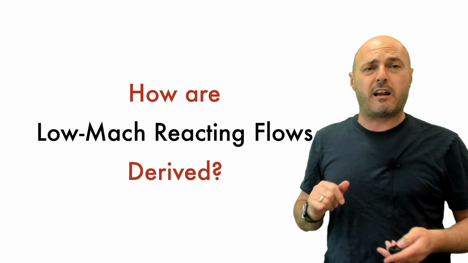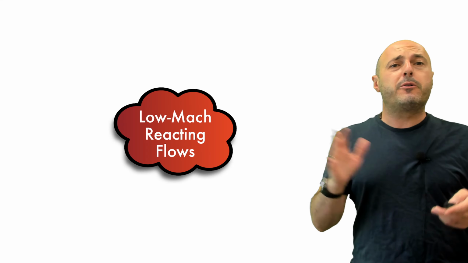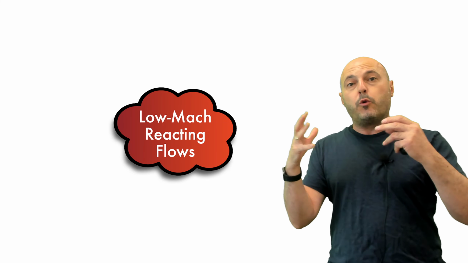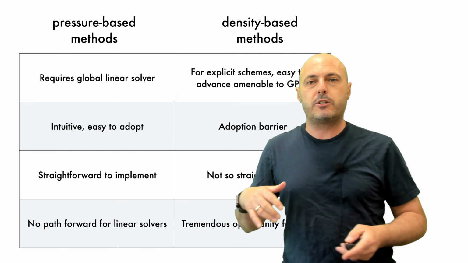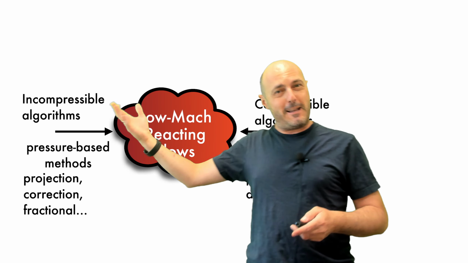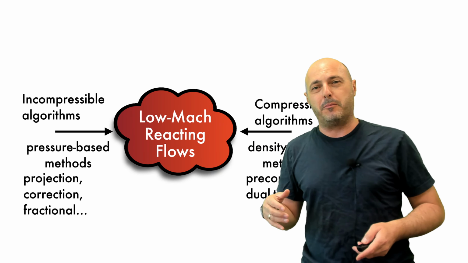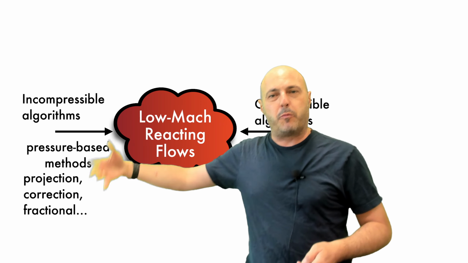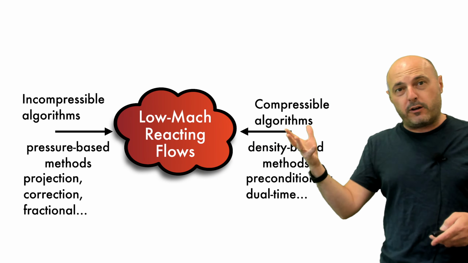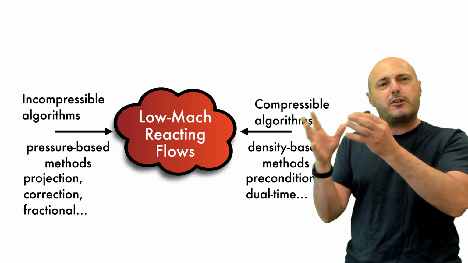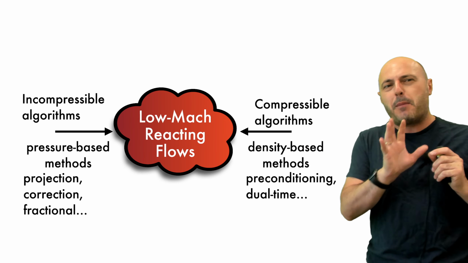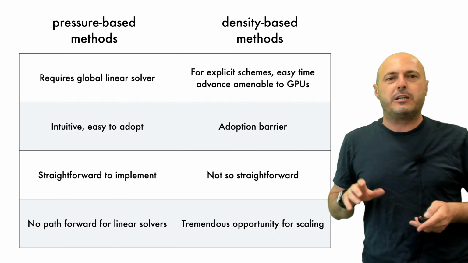So how do we derive them? There are numerous ways of deriving the low-Mach equations or doing simulations in the low-Mach regime. You could take incompressible algorithms, which are actually a special case of the low-Mach problem. These are like what we call pressure-based methods, pressure correction, projection methods. Or we can take fully compressible algorithms and precondition them, to filter out those acoustic scales somehow, and then get to the low-Mach regime.